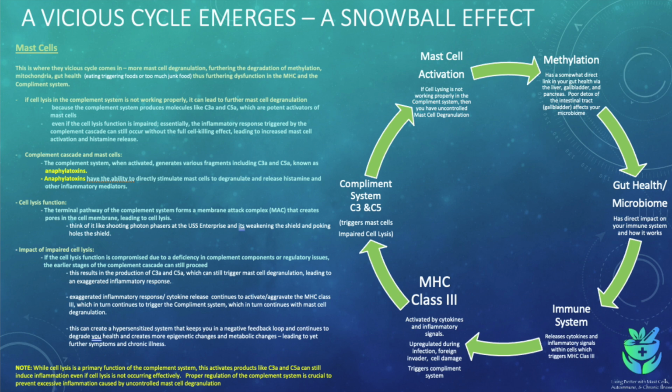And exaggerated inflammatory responses and cytokine release continue to activate and aggravate the MHC class 3, which in turn continues to trigger the complement system, which in turn continues with mast cell degranulation. This can give you a hypersensitized system that keeps you in a negative feedback loop and continues to degrade your health and creates more epigenetic changes and metabolic changes, leading to yet further symptoms of chronic illness, if not eventually breaking your entire immune system, which results in autoimmune diseases, cancers, etc.